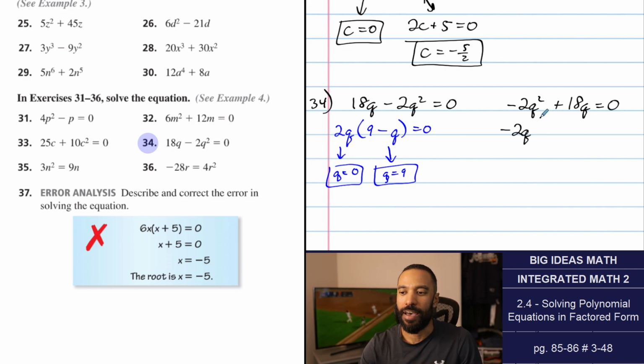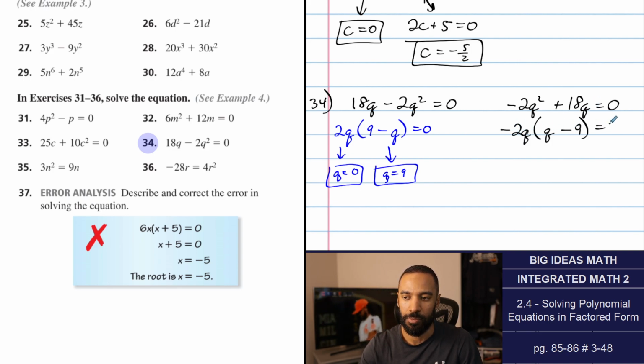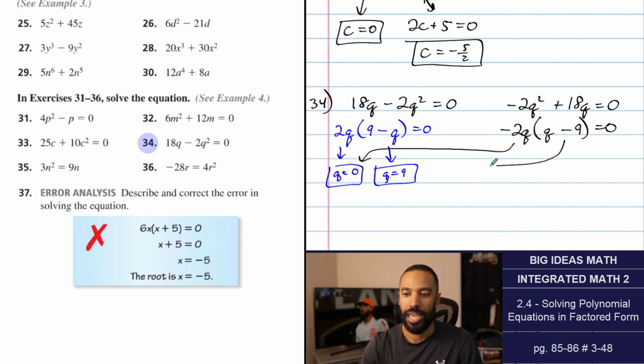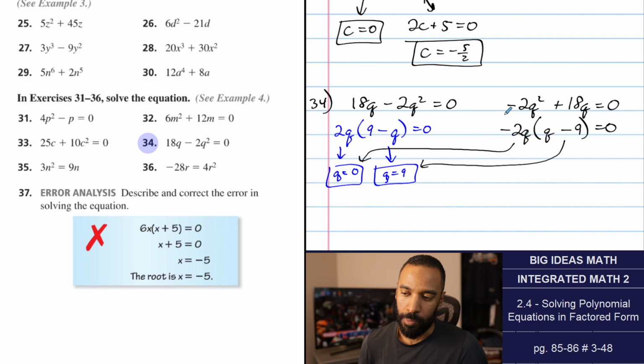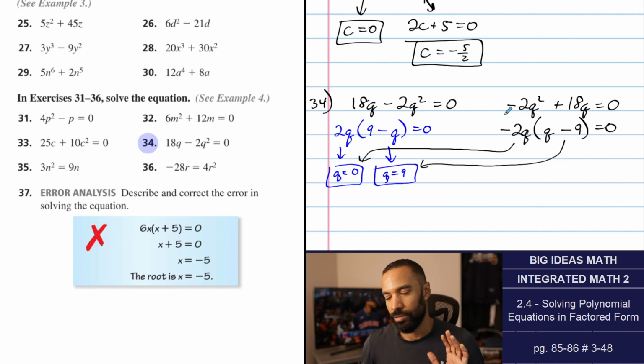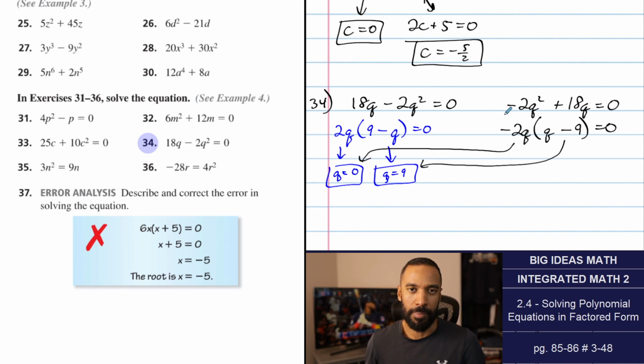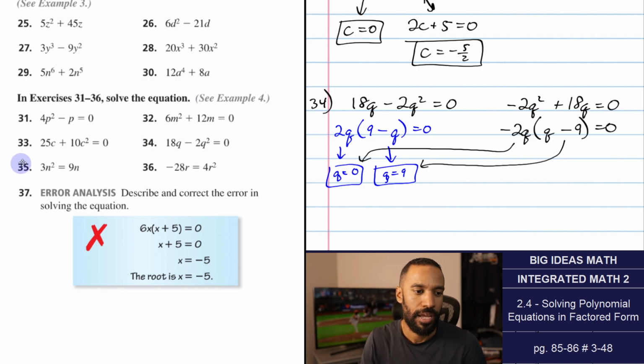Factoring a negative out, negative 2q times q is negative 2q squared, and negative 2q times negative 9 would give you positive 18q. Negative times negative is a positive. You would still get the same answers of q equals 0 and q equals positive 9 in that case. But you might be asking why for the negative thing. Just right now, just trust me on it. Maybe I can talk about them with future examples and why it's going to matter more. But there's a cleanliness to it. There's something that's going to apply a lot better for you.